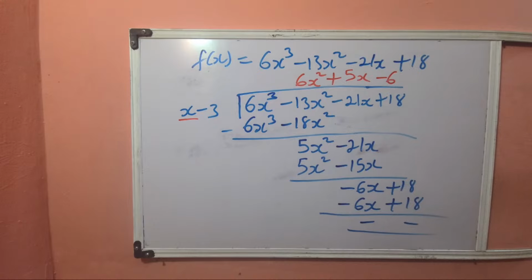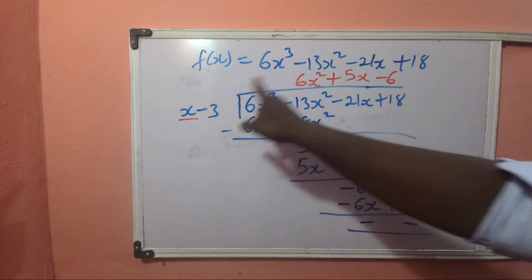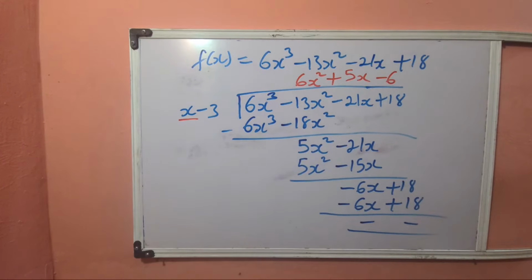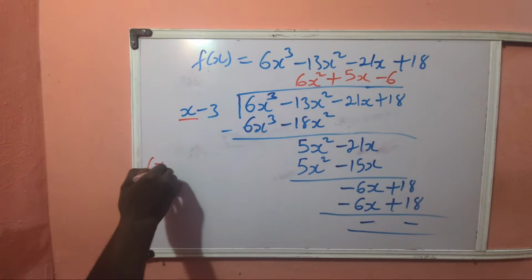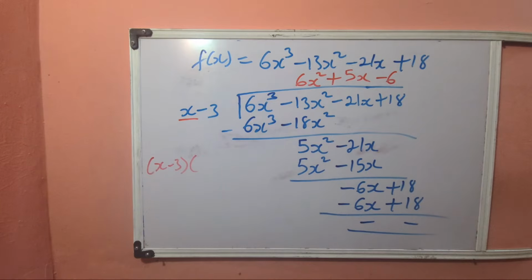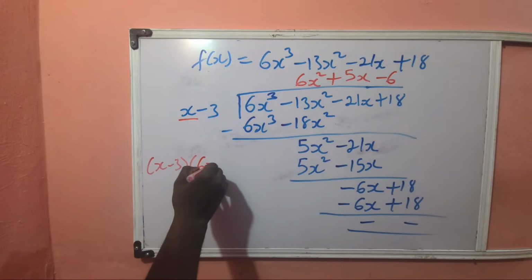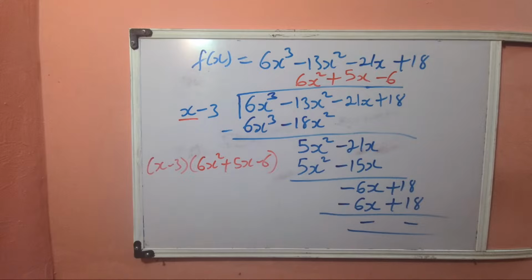All right, so this is how we got the answer. This was a factor we have gotten before. This is our new factor. So that means we can conclude now that our polynomial f of x has these two factors, x minus 3, and then we have 6x squared plus 5x minus 6.